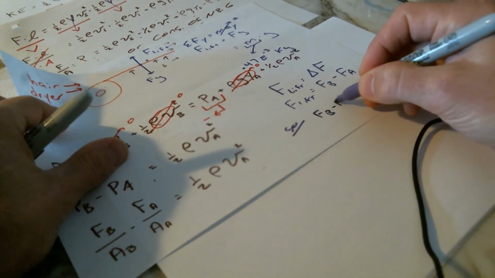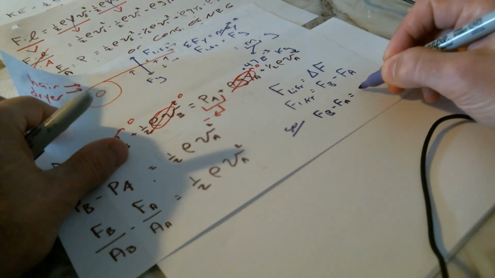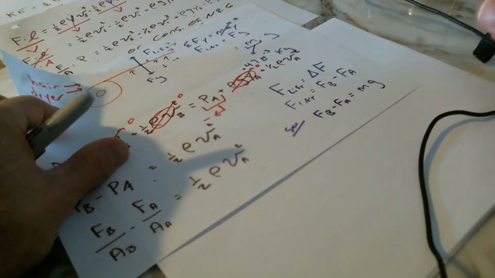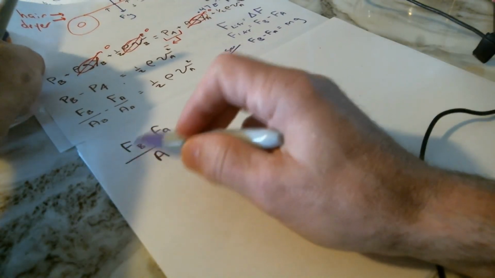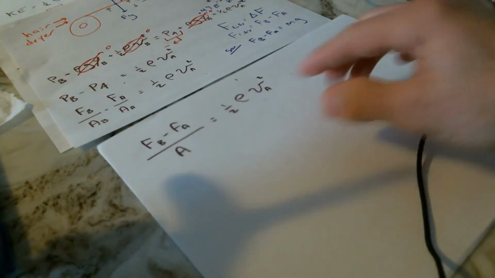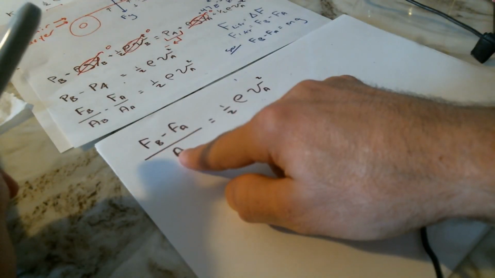FB, the force below minus the force above, is equal to mg. That difference in force is equal to mg. And look what I have there. Force below minus force above is equal to mg. All right? So mg over A, that's area.